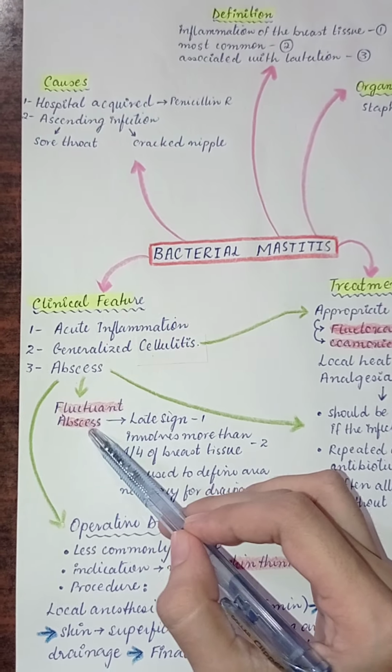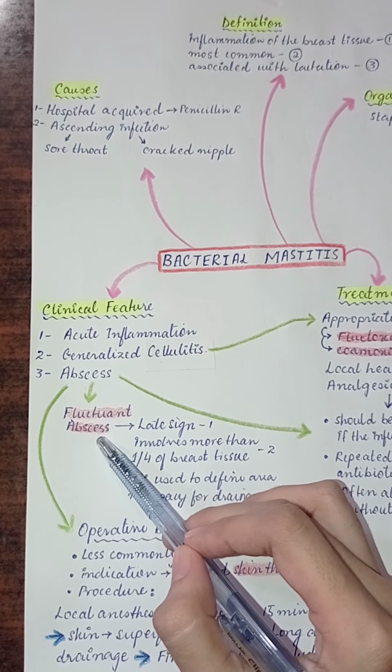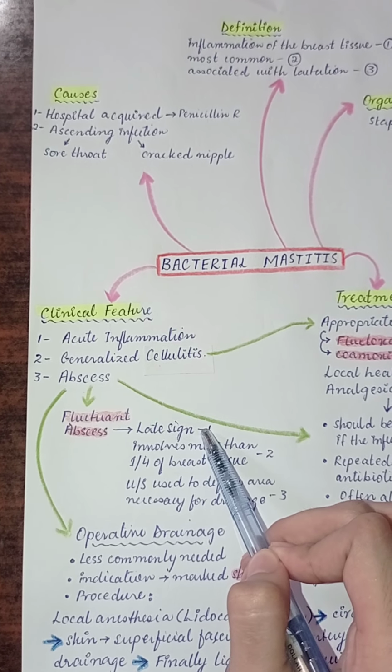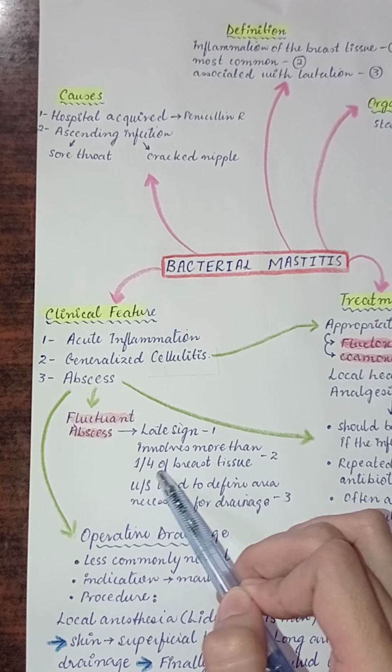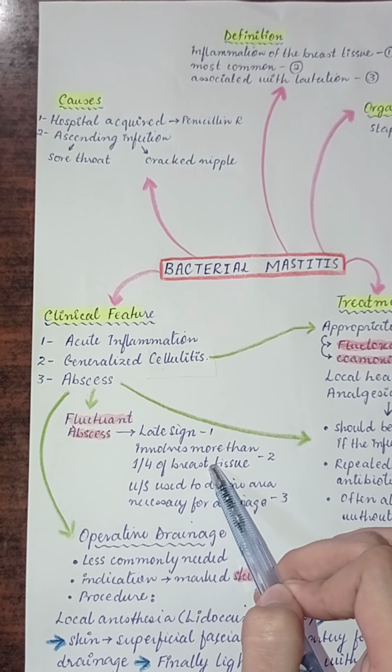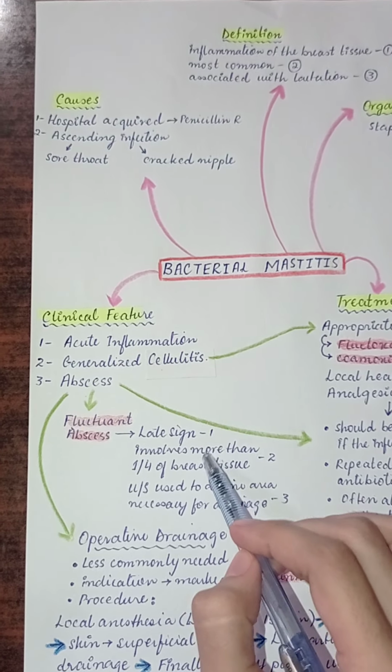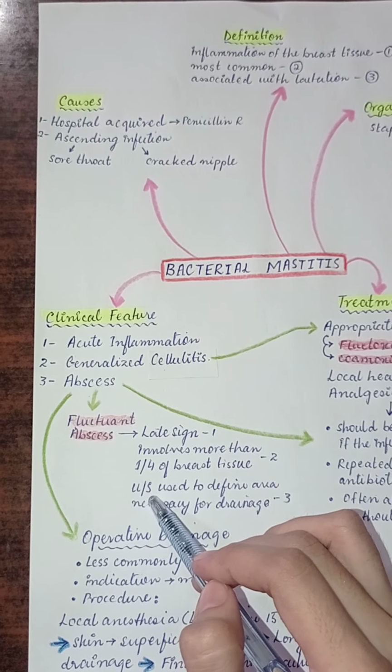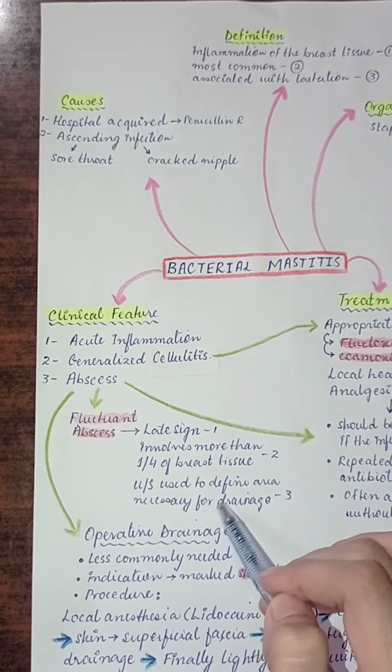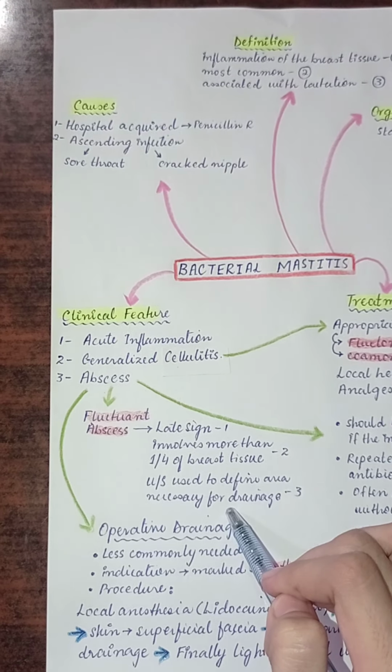Next thing is fluctuant abscess. Fluctuant abscess indicates that it is a late sign of an infection. It involves more than 1/4 of the breast tissues, and due to this reason we will go for ultrasound to check the defined area necessary for the drainage.